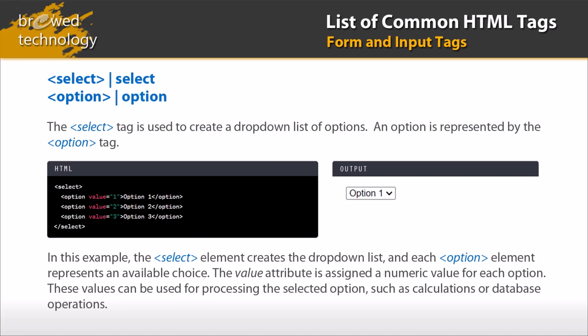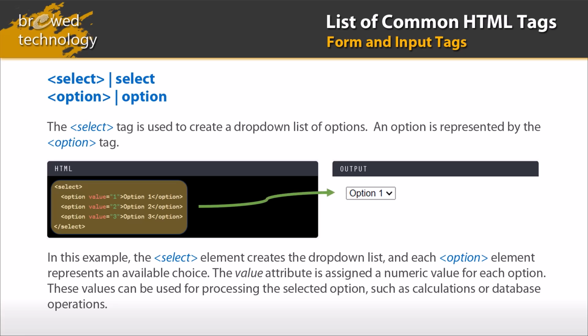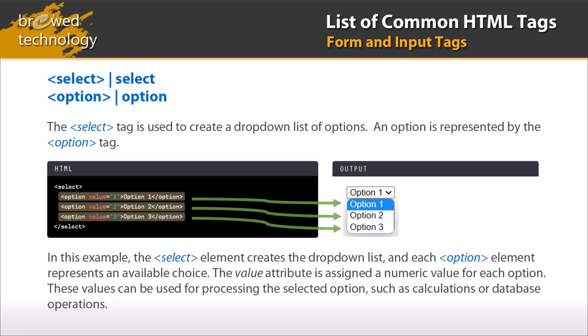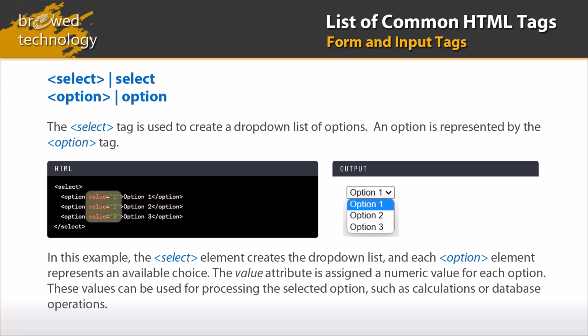The select tag is used to create a drop-down list of options. An option is represented by the option tag. In our example, the select element creates the drop-down list, and each option element represents an available choice. An option tag can have a value attribute, which can be used for processing such as calculations or database operations.